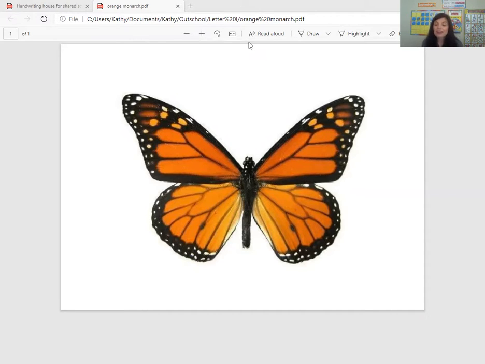This butterfly is called a monarch butterfly. Monarch. And monarch butterflies can fly a long way. What color is this butterfly? It's orange. Very good. So we talked about our letter and our number and our shape and our color. Now it's time to talk about our theme. And our theme today is I is for insects.